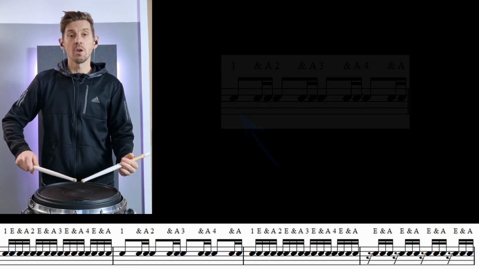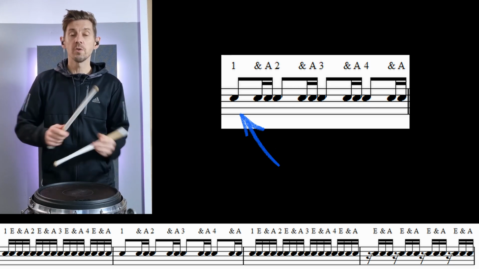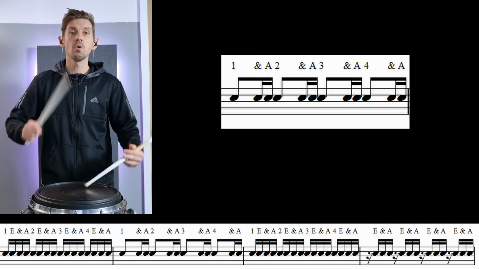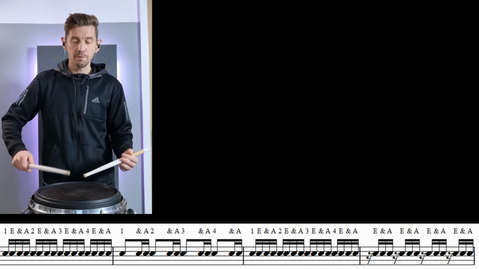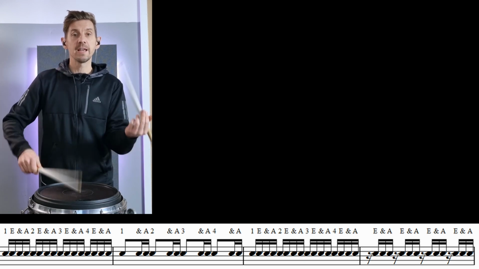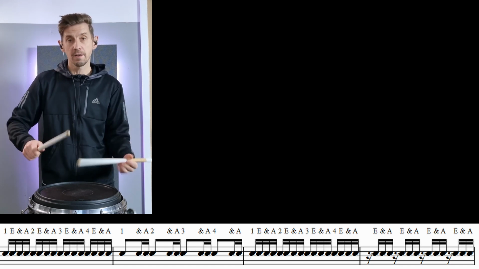The third one now has got a long note at the start, like long, short, short, long, short, short, long, short, short. 1 and a 2 and a 3 and a 4 and a. Let's put the check pattern before it. 1 E and a 2 E and a 3 E and a 4 E and a 1 and a 2 and a 3 and a 4 and a.